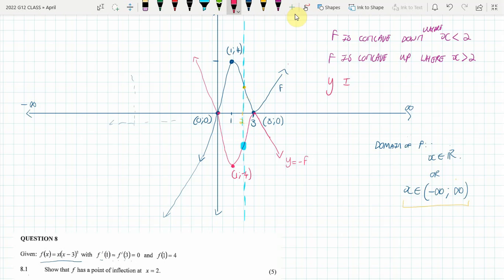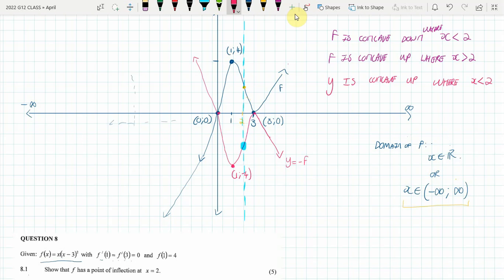But just to complete these notes on the side, we can say y is concave up where? When x is from minus infinity until 2. So whenever x is below 2.